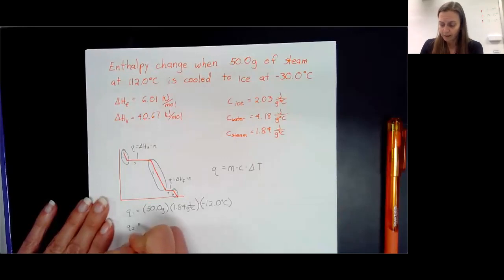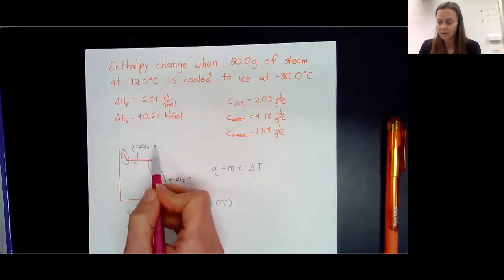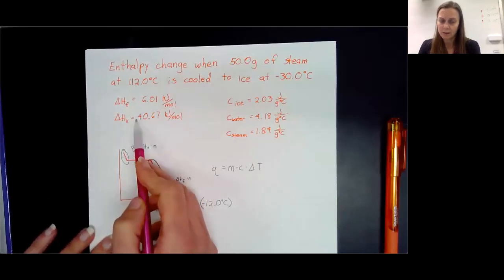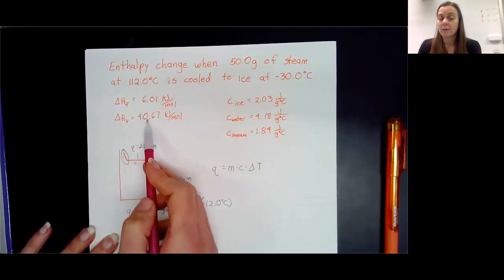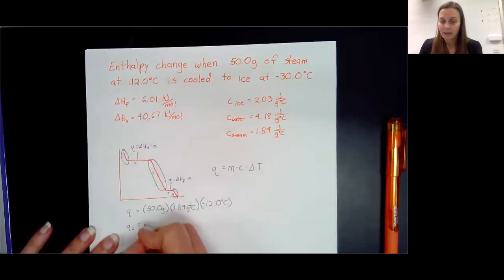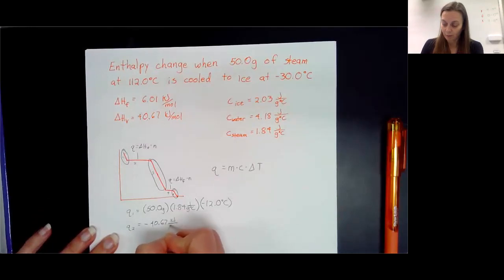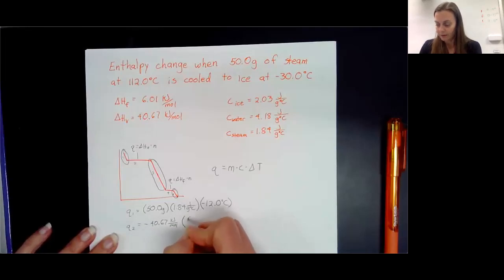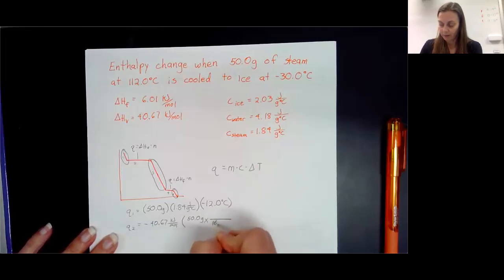Okay, for my second segment, I'm going to use the enthalpy of vaporization times the number of moles. But this enthalpy of vaporization is the amount of energy I have to put in to make it into steam. So I'm going to have a negative because it's going to be giving off that energy. 40.67 kilojoules per mole. Now I need to know how many moles of water I have. Well, I have 50.0 grams times one mole of water per 18.02 grams of water. And that's going to give me an answer in kilojoules.